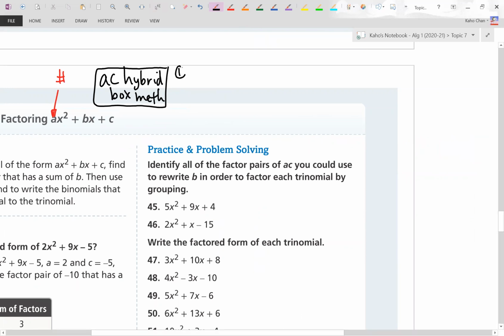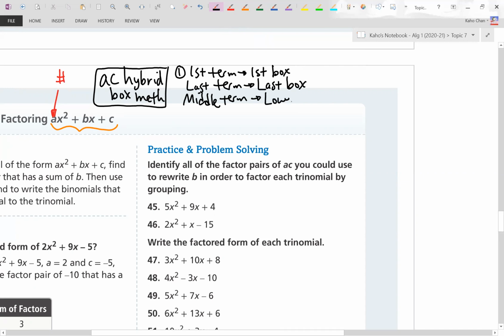Step 1. Take your quadratic, take the first term, put it in the first box. Last term in the last box. Middle term, put it in the lower left-hand outside corner. Okay, that's step 1.